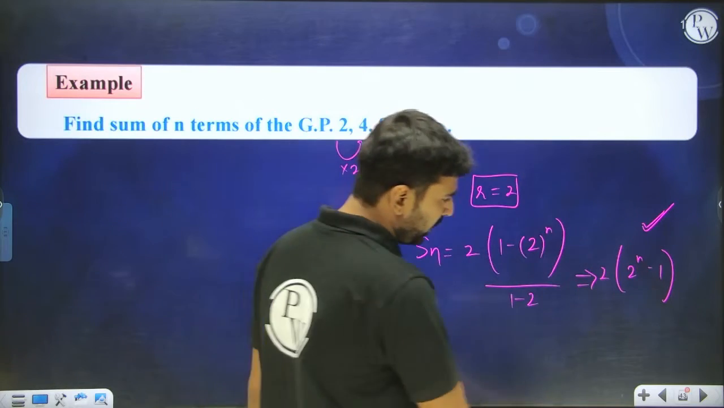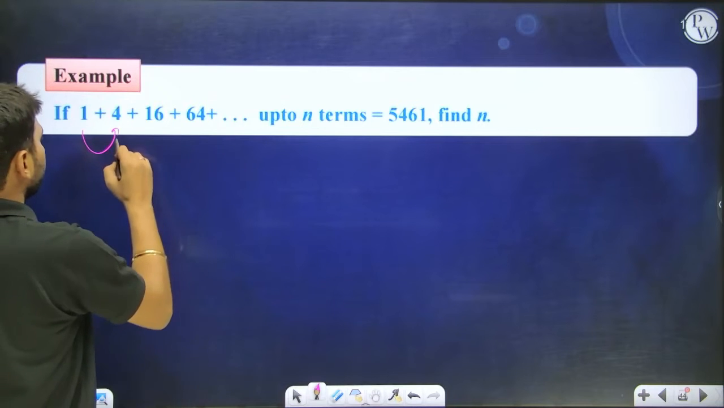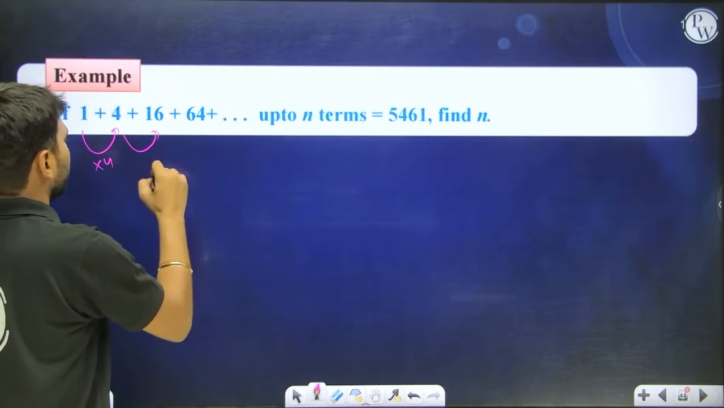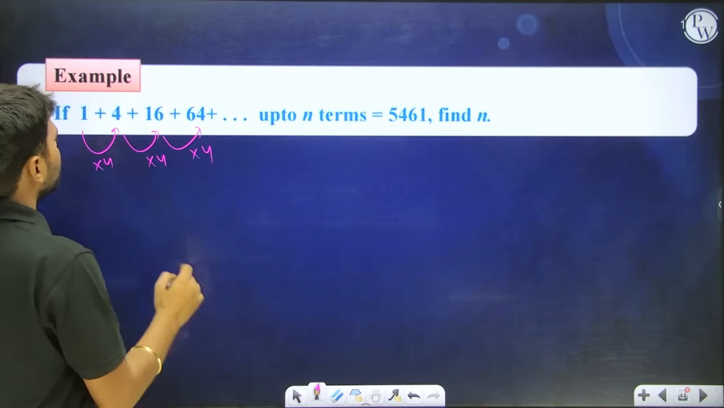Is anyone having any difficulty? There should be none. Alright, moving ahead. If we multiply this by 4, we get this. So is this a GP? Yes, this is a GP.